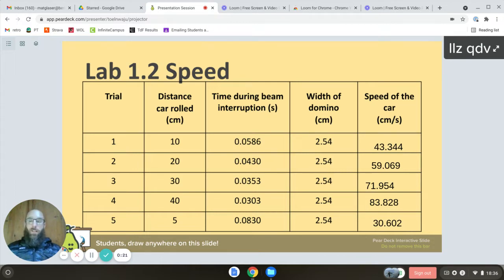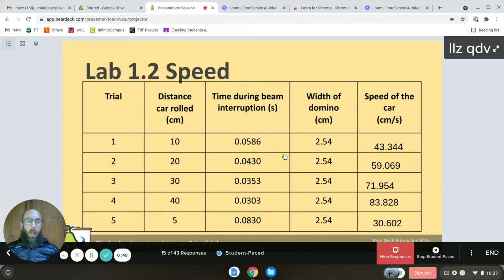So the video looks a little different today. I wanted to record in Loom because I want to talk about the lab that you guys worked on Thursday, and show you some of the data and talk through it. So I wanted to share my screen here for you. For your lab with speed, where the car was going down the ramp, I saw a lot of good data tables, and they should have looked something like this, okay?